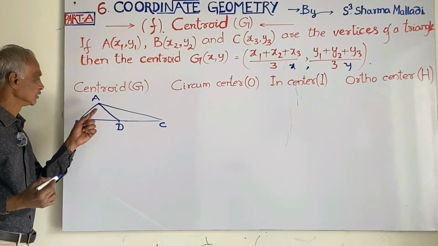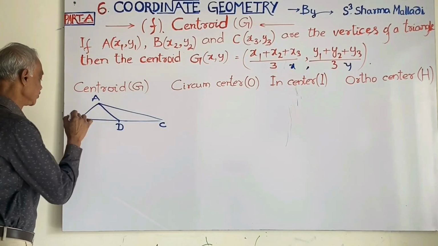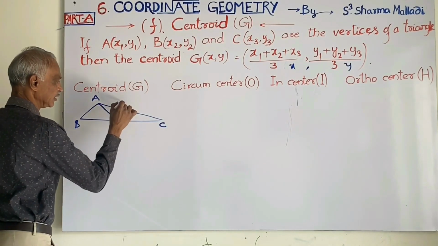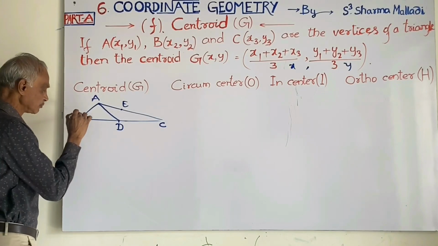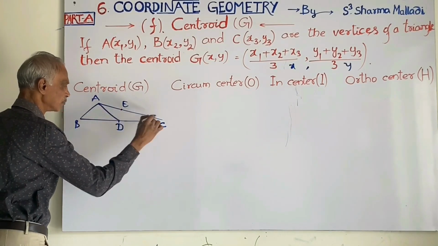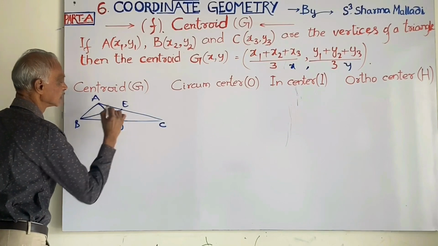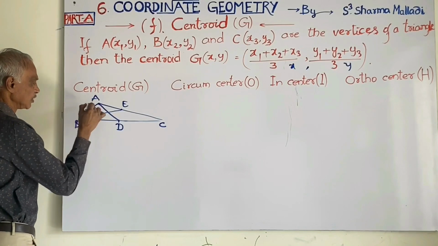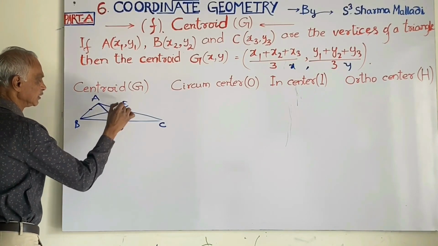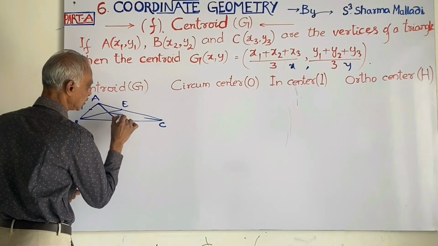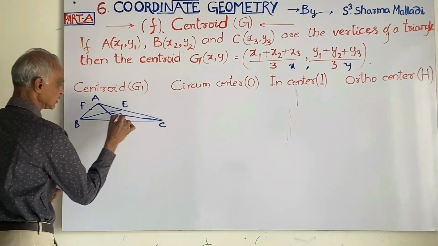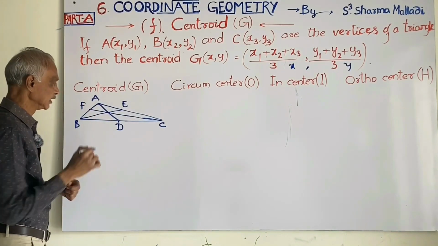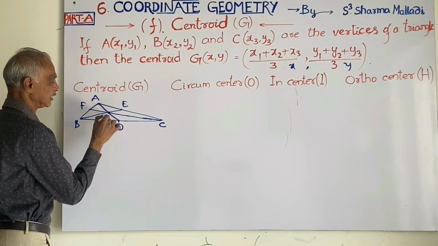I will draw the median. This is a median of this triangle, and if you take vertex B, and midpoint E, the line joining the vertex of a triangle to the midpoint of the opposite side is a median. What is centroid? Intersecting point of medians. What is the midpoint of AB? This will be midpoint F. You draw a line from the vertex of a triangle to the midpoint of the opposite side. This intersecting point is called centroid G.